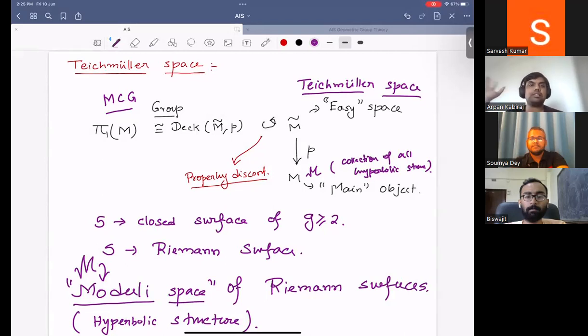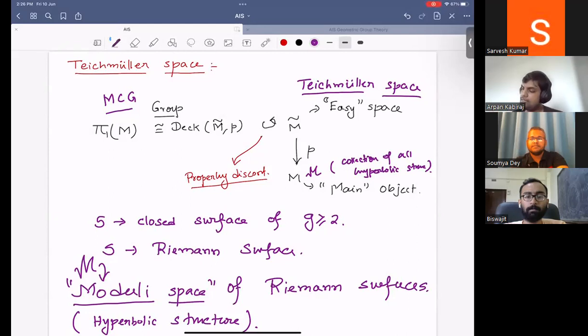The universal cover, whatever that means, is a simply connected space which lies on top of the moduli space. So there is a quotient map from Teichmüller space to moduli space, and its covering transformation group, if you put things in the correct order, is nothing but the mapping class group.